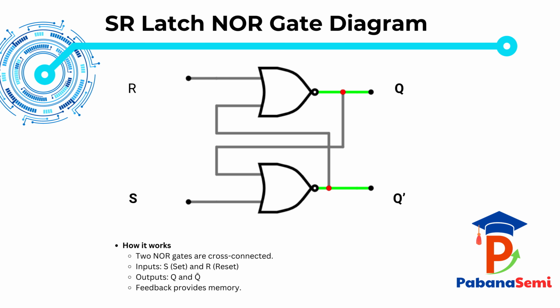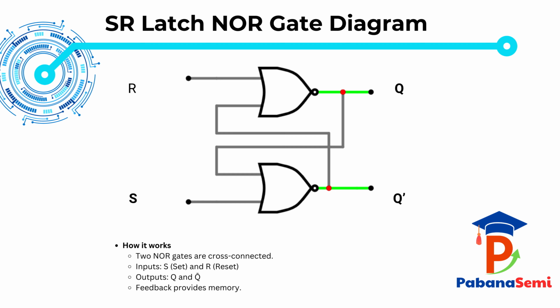Now, let's go step by step through each case. First case. When S equals 0 and R equals 0, neither gate is forcing the output. So, the latch simply keeps whatever value it had before. This is called the hold or memory state. Second case. When S equals 1 and R equals 0, the lower NOR gate forces its output to 0. Because of feedback, the upper gate output becomes 1. So, finally, Q becomes 1. We call this the set state.